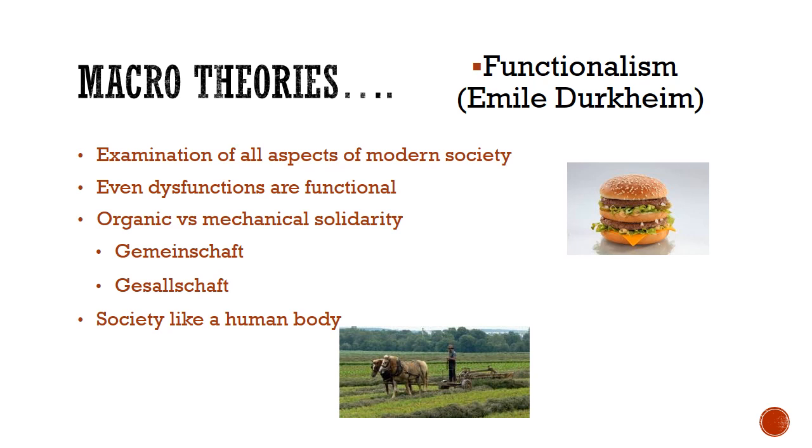So, like a human body, modern mechanical or Gesellschaft societies, the solidarity, the glue that holds them together is their dependency upon each other. Like the human body, each organ has a specialized job and works in concert together to keep us alive. And the same thing goes for modern societies. We all have our own specialized jobs and tasks that together help create society and keep us cohesive.